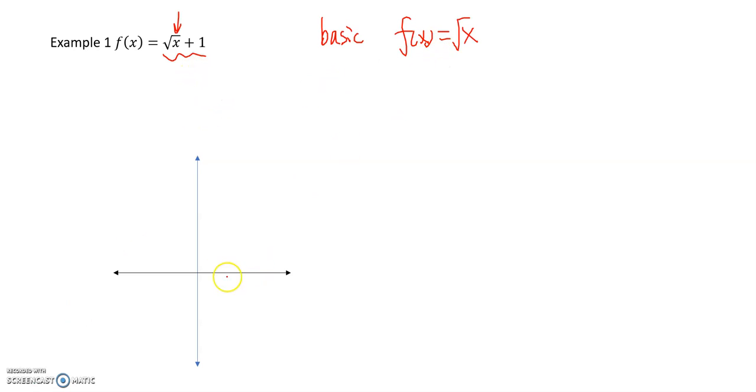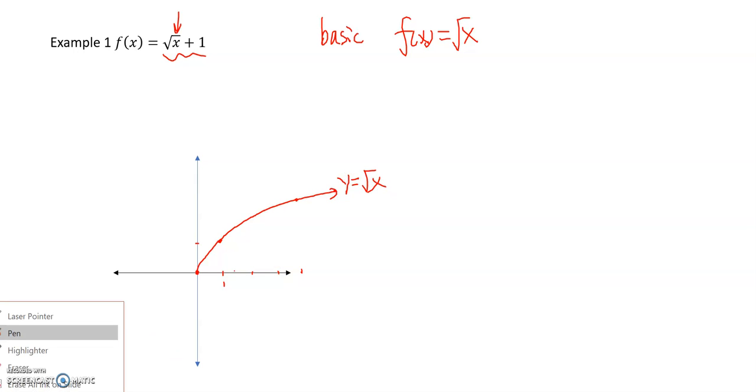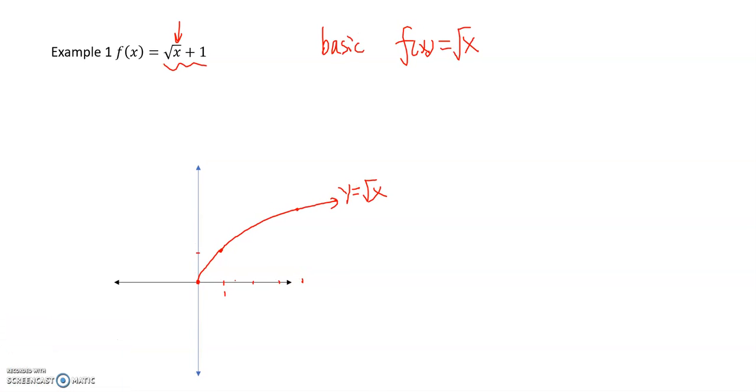So first step, we sketch the graph for square root of x. And we may pick 1 or 2 points from 0, 0 and 1, 1 and 4, 2. So we're going to sketch the graph for y equal to square root of x. And I'm going to use a different color, which you don't have to.